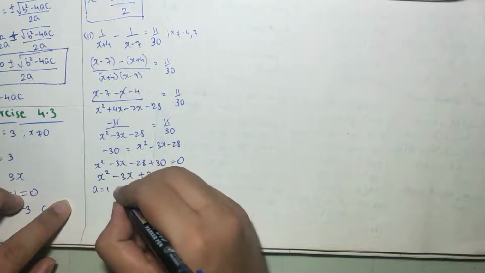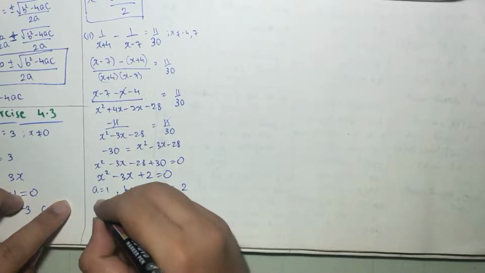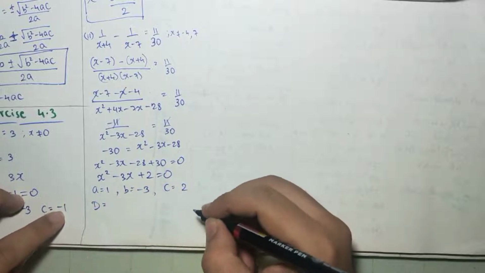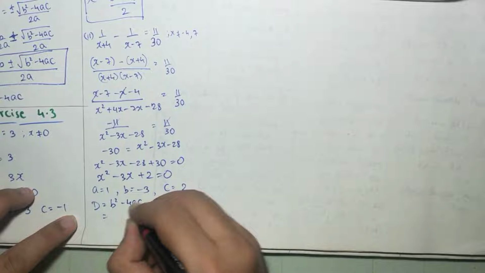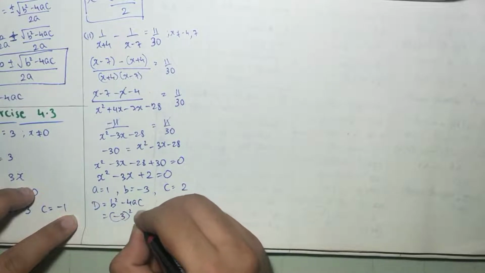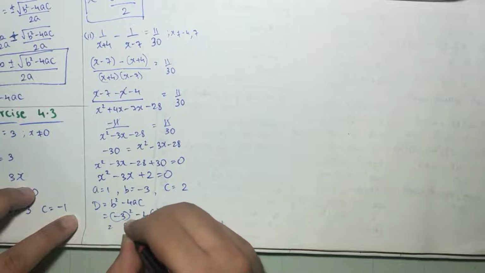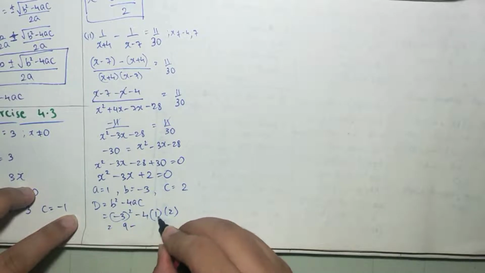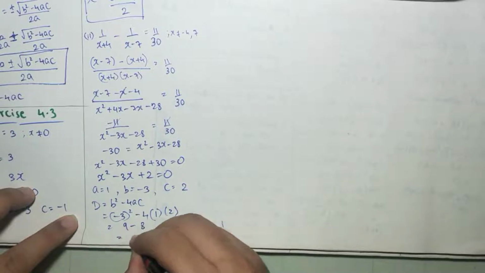What is A? 1. What is B? Minus 3. And what is C? 2. So first of all, let us find the discriminant. That is B square minus 4AC. B square is minus 3 square, minus 4 into A is 1 and C is 2. This is 9 minus 4 into 1, 4 into 2, 8. 9 minus 8, that is 1.